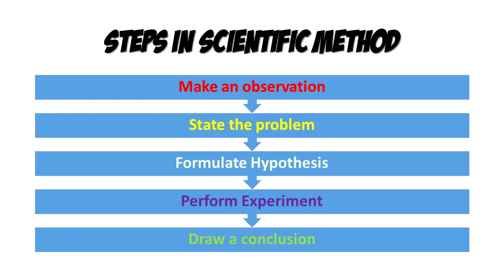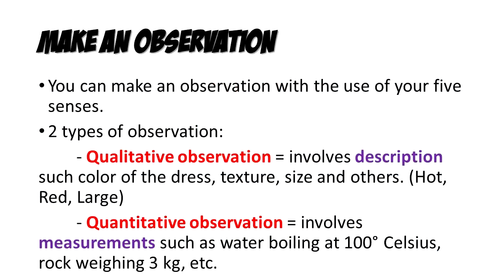So, una, making an observation, no? We can observe using our 5 senses. Meron tayong 2 types ng observation. So, qualitative observation, it involves description, no? Description lang siya from the word itself, qualitative observation, such as the color of the dress, texture, size, and others. For example, hot, red, and then large.